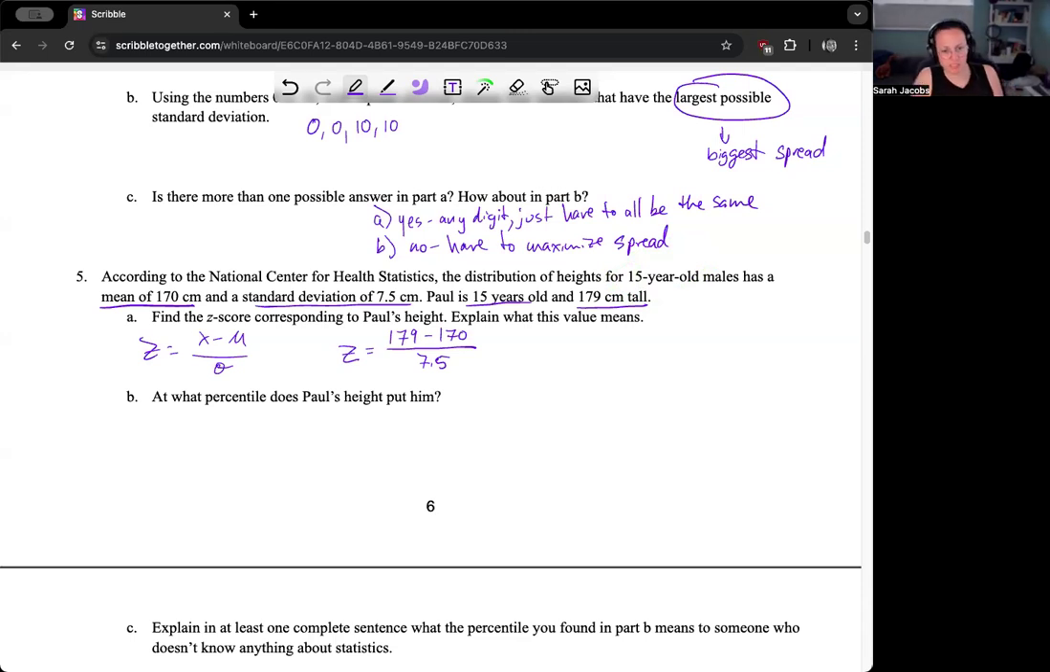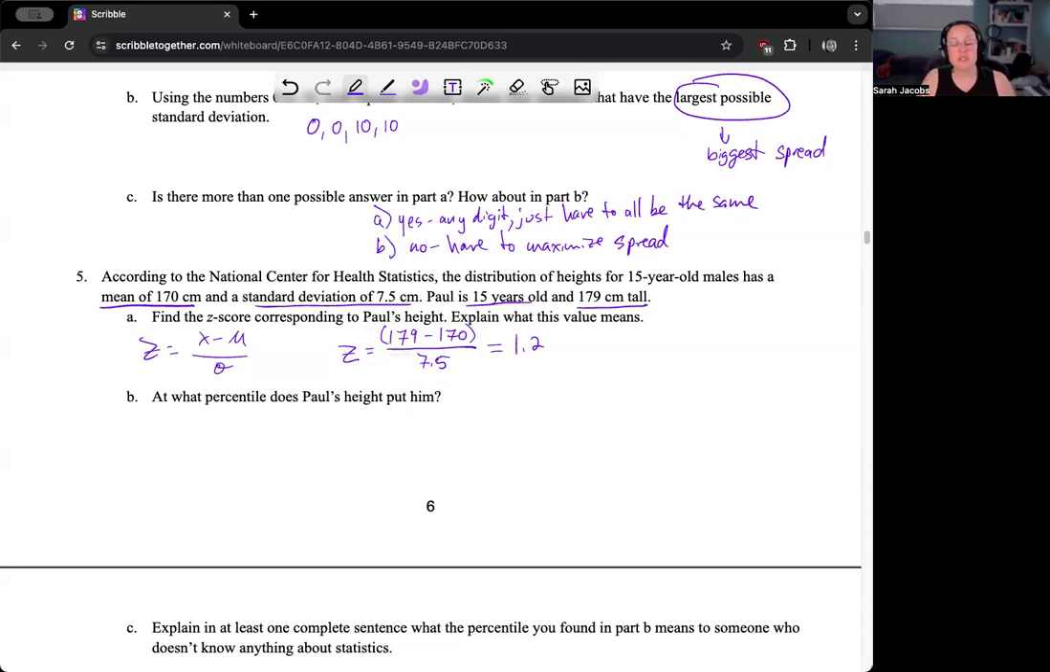I noticed a couple mistakes with this. If you're going to put it in your calculator and not create a fraction, make sure these go in parentheses before you hit enter. Otherwise, order of operations is going to do this first, the 170 divided by 7.5, and then it's going to subtract that from 179. That's no good. All right, so we have 179 minus 170 is 9. Divided by 7.5, we get a z-score of 1.2.